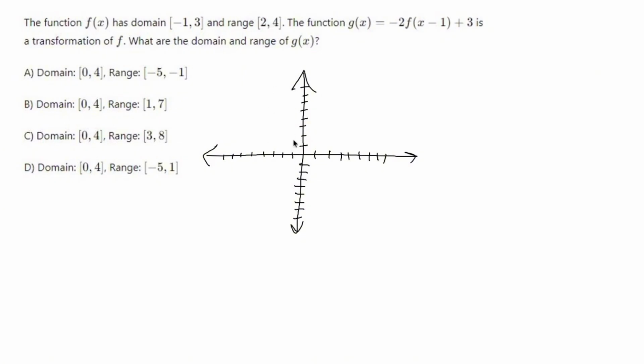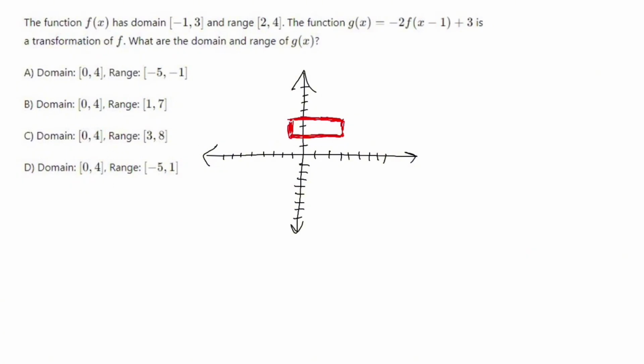So it's going to live between this, so -1 and 3 starting at 2, up to -1 and 3 to 4. So my graph is going to live here. Now what we're going to do is transform each point that we have in the corner here and see where that lands us.